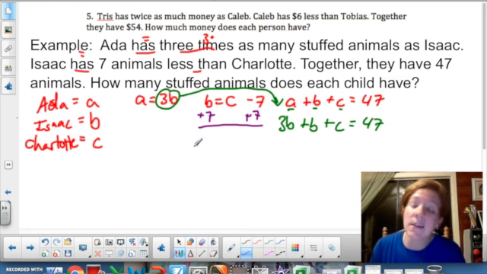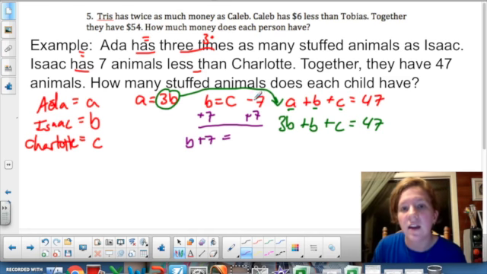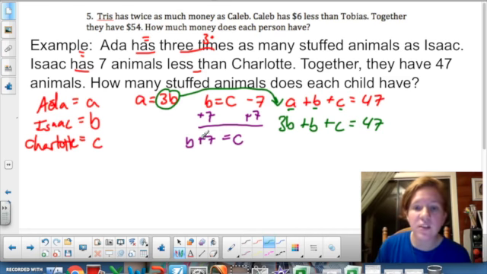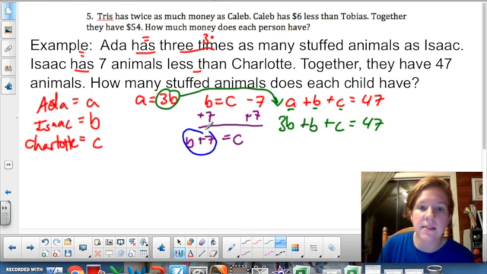And now B plus 7, I don't know what B plus 7 is because those are not like terms. So I've still got B plus 7. Over here, negative 7 plus 7 is 0, and 0 plus C is C. So now I've written this C in terms of B plus 7. So I'm going to do another round of substitution. I'm going to take this B plus 7 and I'm going to plug it in for C.